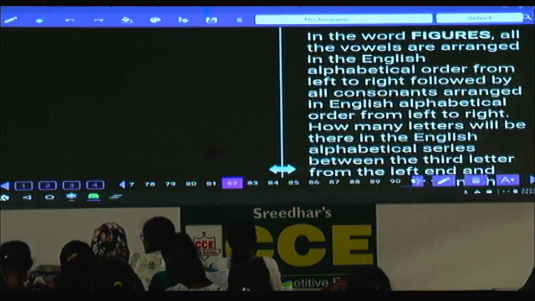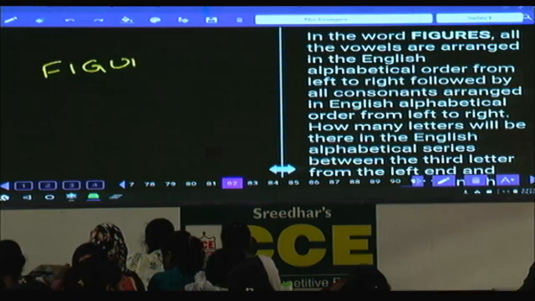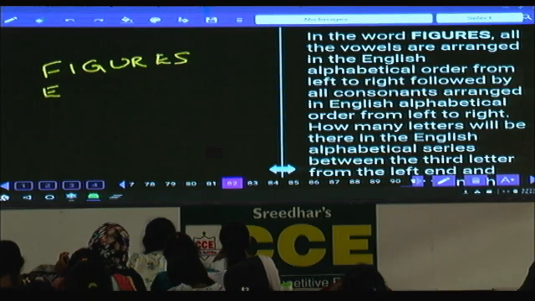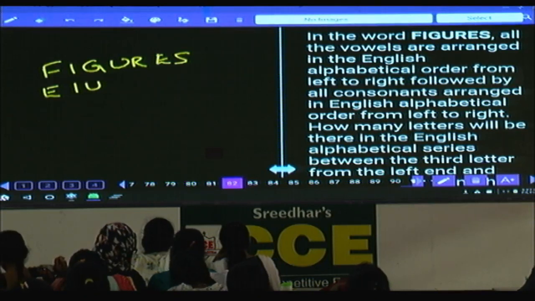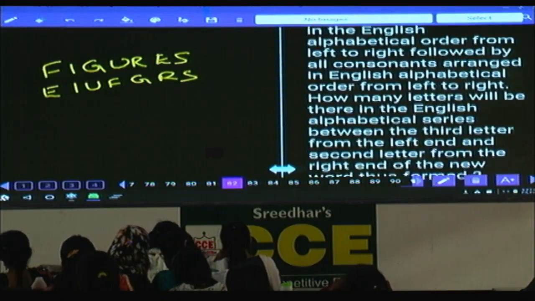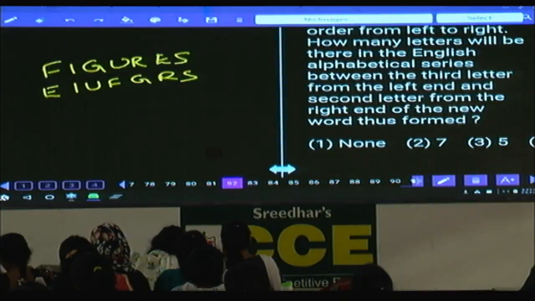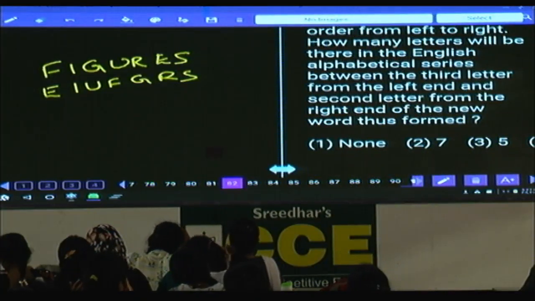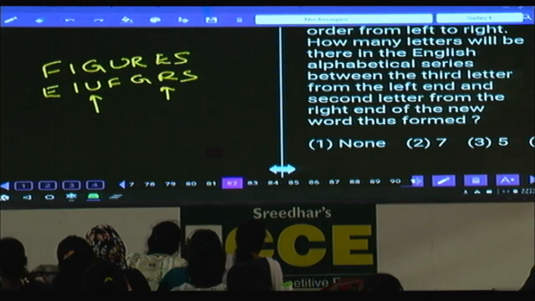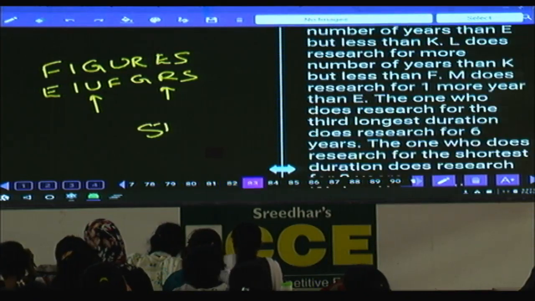Now in this 82, in the word figures, all the vowels are arranged in the English alphabetical order from left to right. First the vowels should be written, then followed by the consonants. What are the consonants we have? F, G, R and S are the consonants. How many letters will be there in the English alphabetical sequence between the third letter from the left and second from the right? Third from the left is U, second from the right is R. How many letters are there in between R and U? There are 2 letters. What are those 2? S and T. 2 letters, that is choice 4, 82.